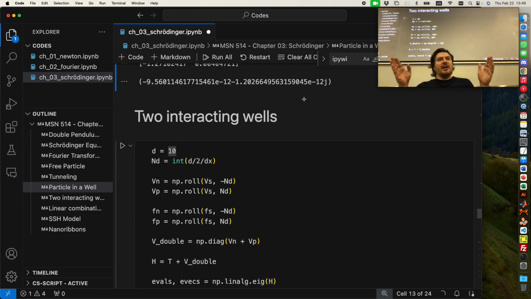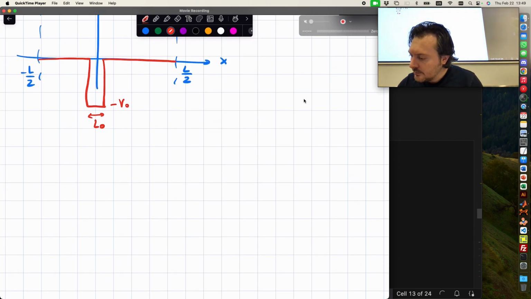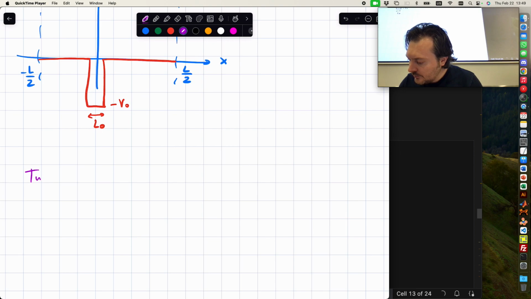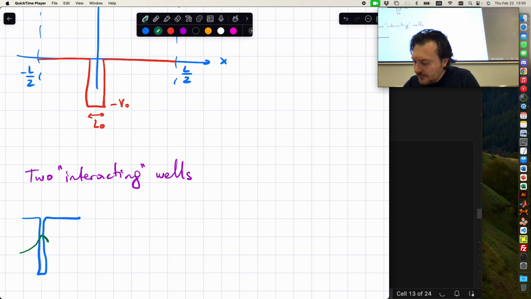Now let's put two atoms together. Let's put two wells. So we have a particle in a well. Now we have two interacting wells. Well, not the wells are interacting, the electrons inside are interacting with each other. So you have a model of a hydrogen atom here, which has certain energy, right?